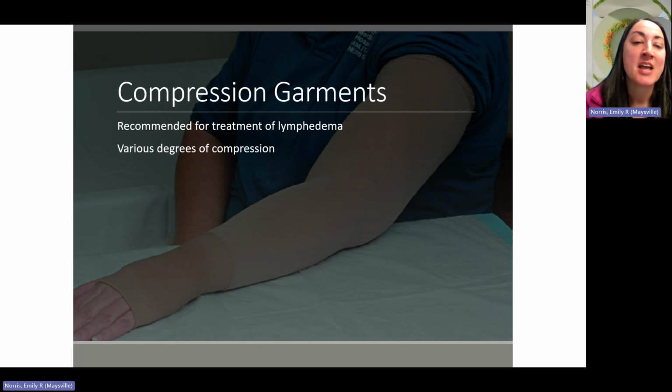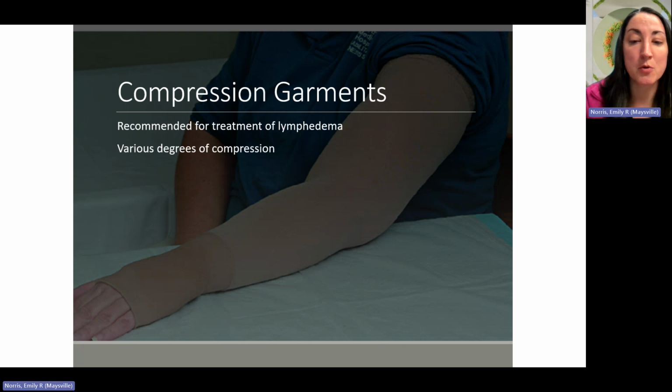Compression garments typically are used for lymphedema. They can also be used for burns, for residual limbs, and other things. They have various degrees of compression and various sizes. So sometimes you'll start out with a larger one or maybe even less compression. And as the edema starts going out, you may have to incrementally decrease the size, like the circumference of the pressure garment, or you may have to get one that has more pressure or compression over time to continue to improve their symptoms.